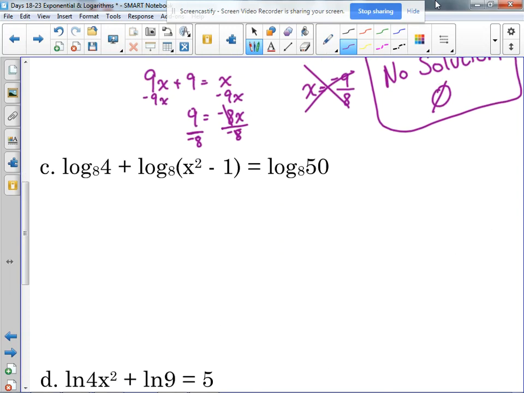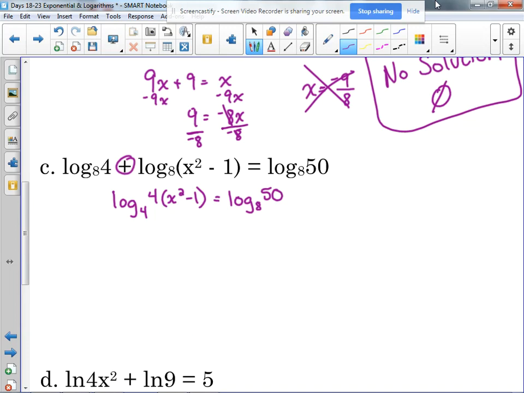Let's look at this scenario. Another addition problem, but this time we have logs on both sides. So log base 8 of 4 plus log base 8 of x squared minus 1 is equal to log base 8 of 50. So we are adding these two logs. So that is our product rule. We multiply what's inside those logs. And on the right side, we just have that log base 8 of 50. There's nothing to do with it.